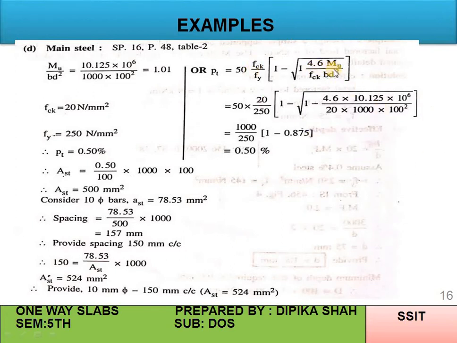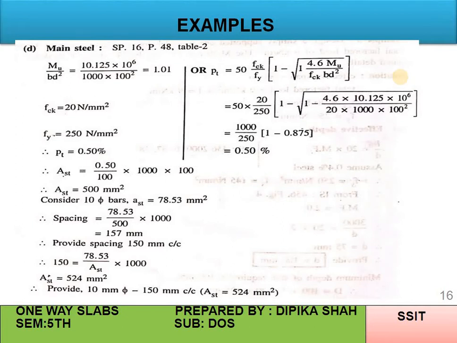Here we will take Mu 10.125 into 10 raised to 6, B 1000 and D 100. Here we will take a small d, right? That's why we have taken 100. Our small d is 100 and overall D is 125. So from this equation we find PT 0.50 percentage. Now we will put the percentage of the steel in the equation of AST. So equation of AST is PT B D upon 100. So here PT is 0.50, B is 1000 and D is 100, divided by 100. So our AST is 500 mm square.